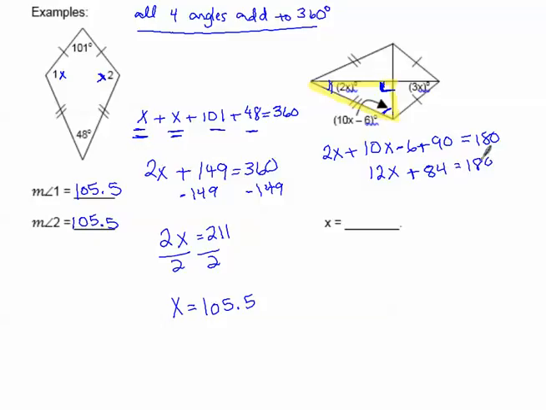Okay, solve this. 180 minus 84 gives me 96. Divide by 12, and I get 8. And it's just asking me for x. It's not asking me for any of the angles, so that's my final answer.